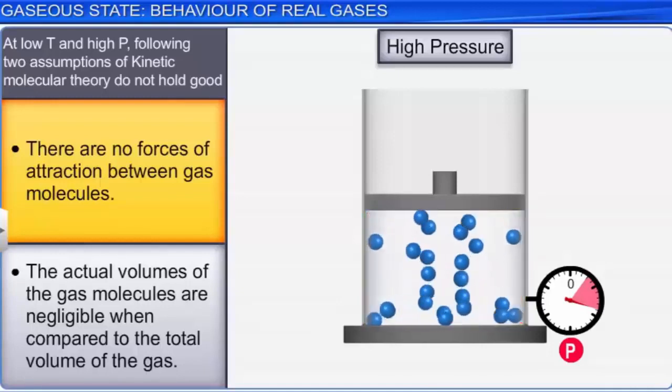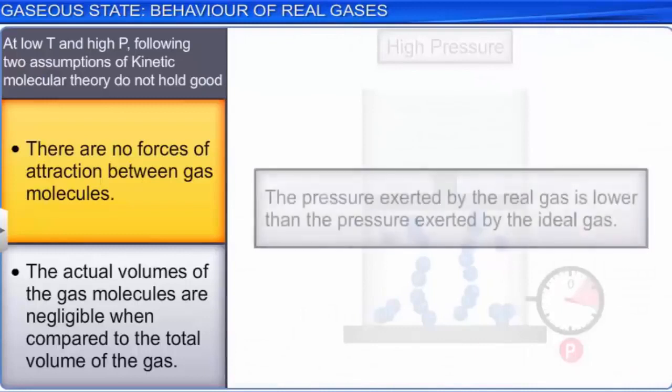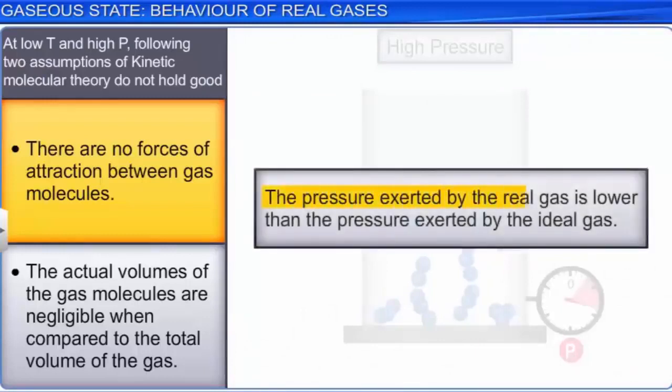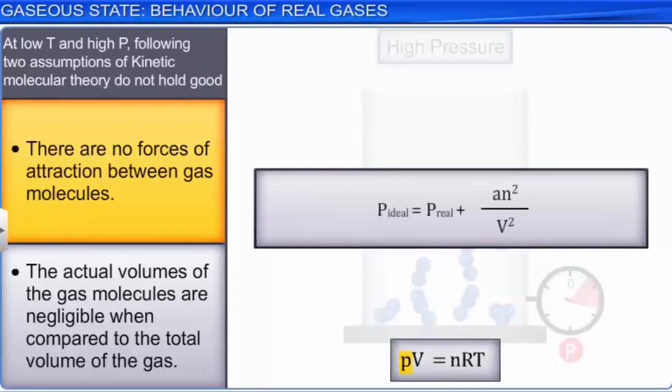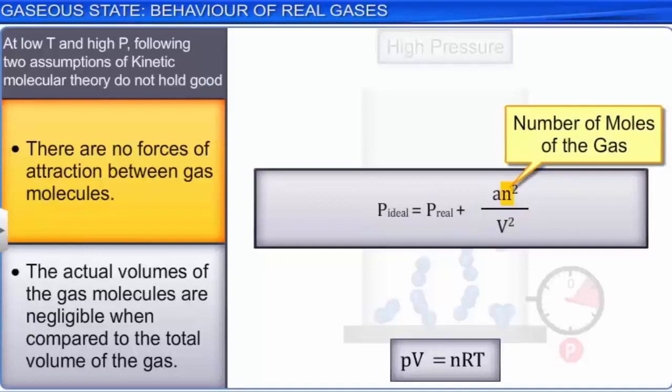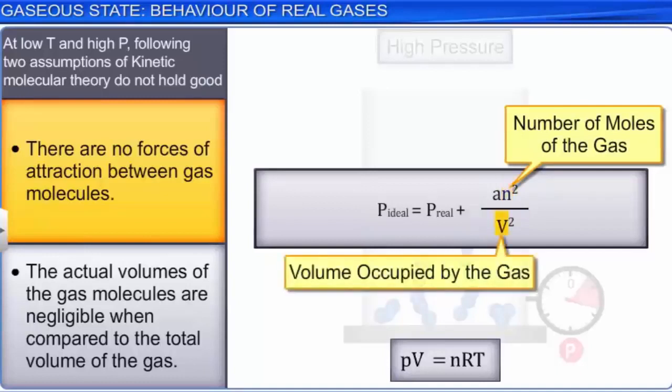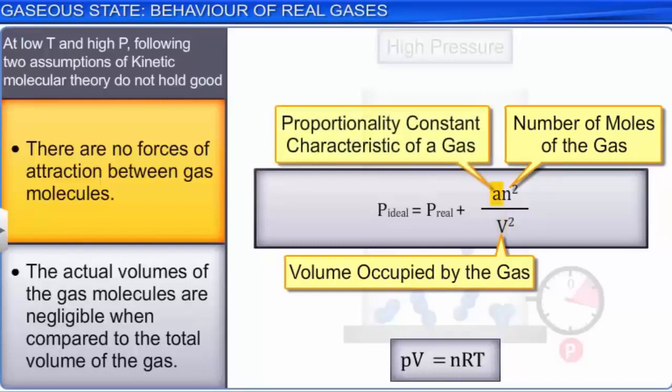Thus, we can say that the pressure exerted by the real gas is lower than the pressure exerted by the ideal gas. Hence, the pressure in the ideal gas equation is corrected as P ideal is equal to P real plus a multiplied by n squared divided by V squared, where n is the number of moles of the gas, V is the volume occupied by the gas, and a is the proportionality constant characteristic of a gas.